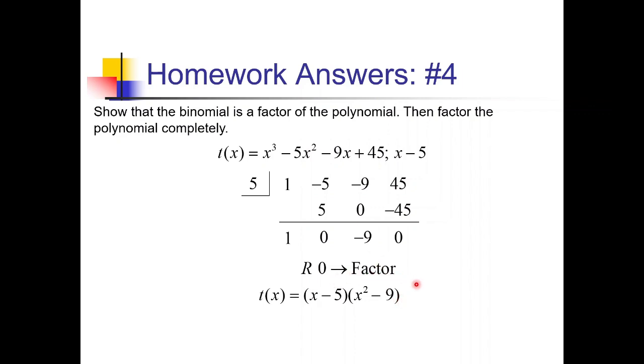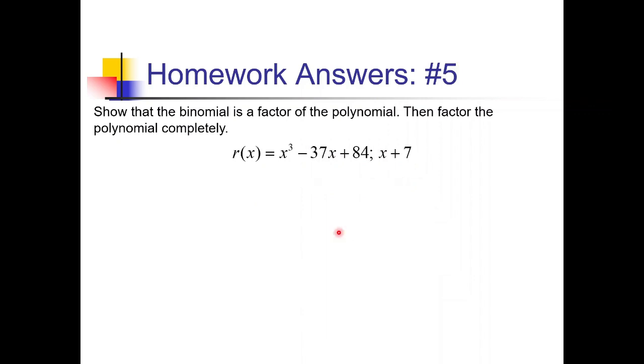So the question is, can we factor this x squared minus 9 a little bit further? And this is a difference of perfect squares, so we definitely can. So we've got the x minus 5 that we initially got from synthetic division. We also have now, if we take some square roots, the square root of x squared is x, square root of 9 is 3, so we have x plus 3 and x minus 3.